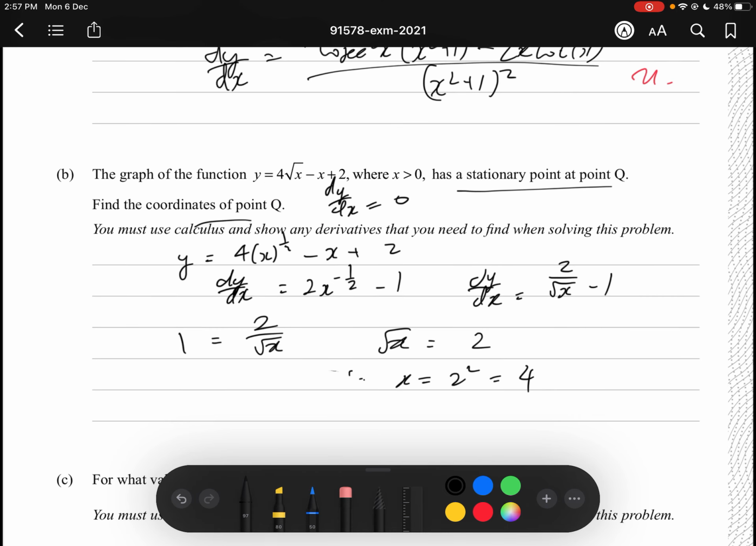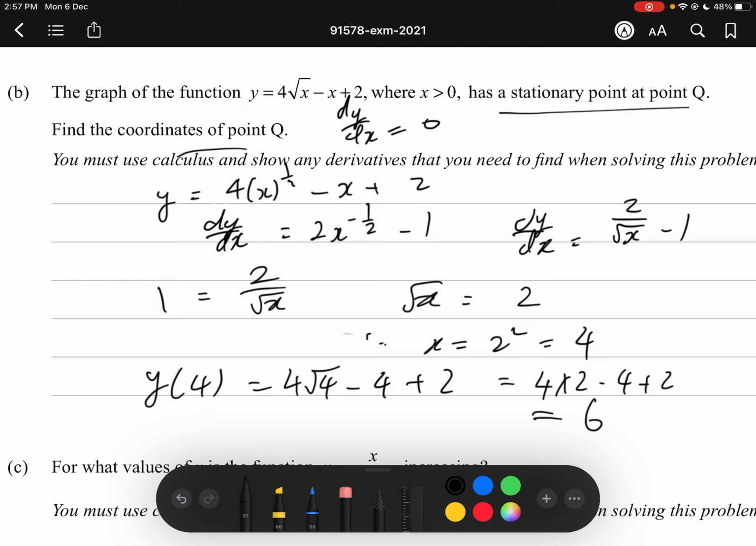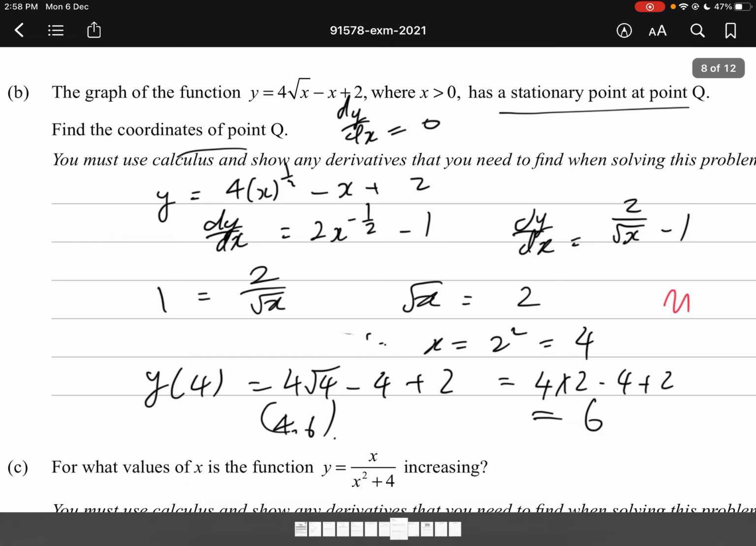So we need to find the coordinates of point Q. We just substitute x equals 4 back into our equation for y. So y of 4 equals 4 root 4 minus 4 plus 2, which is 4 times 2 minus 4 plus 2, and that's equal to 6. That's our final answer. So (4, 6) is the point. And that should be another achieved level question.